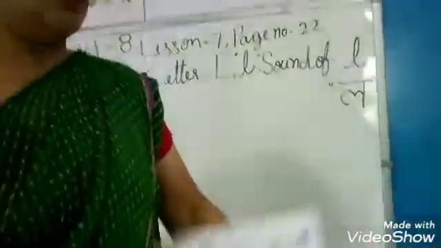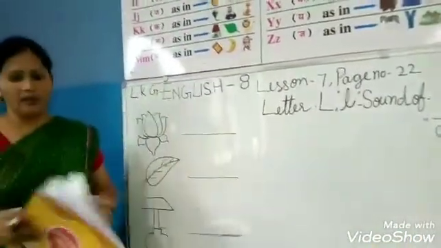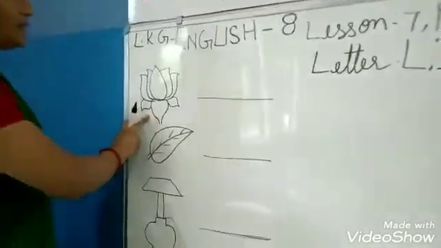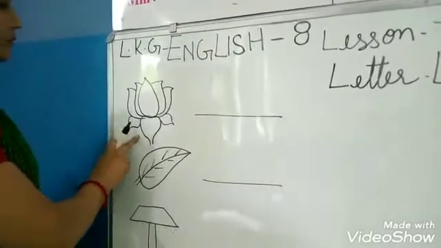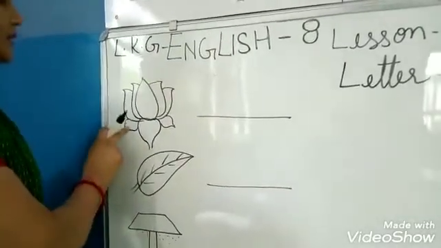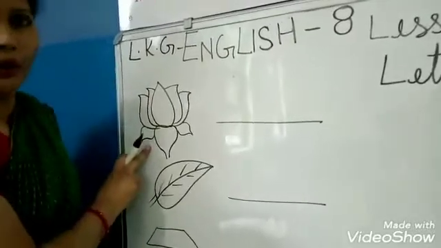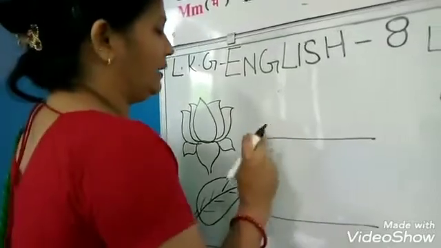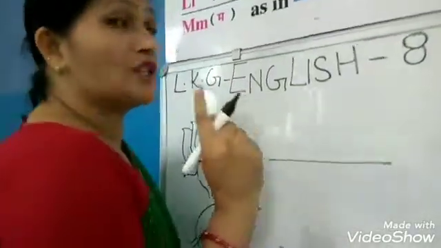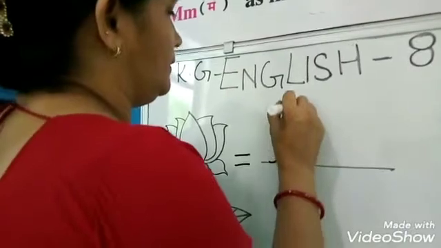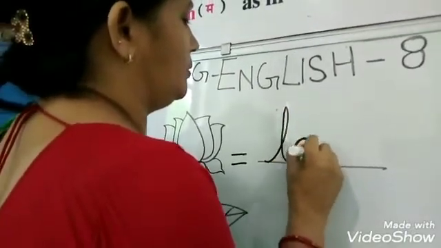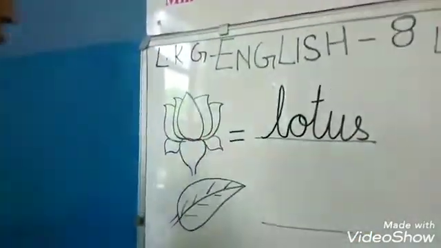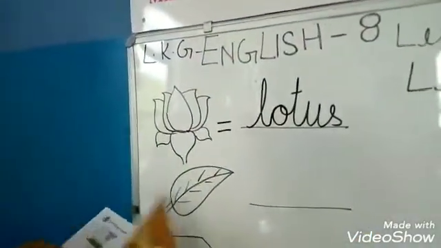Okay. Look at the board children. So this picture is, which is the picture children? This picture is lotus. Okay. So write here in small letter. Lotus. Okay children, this is lotus.